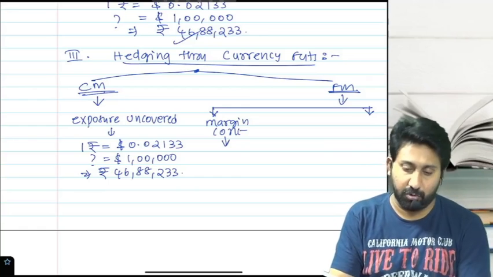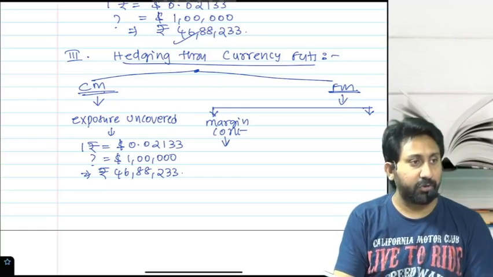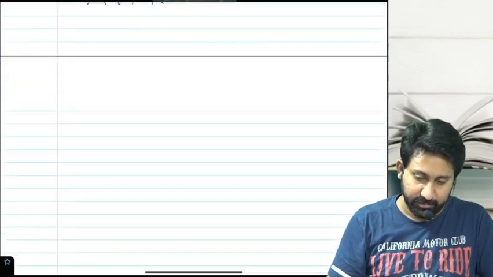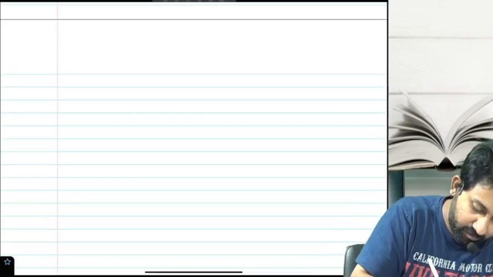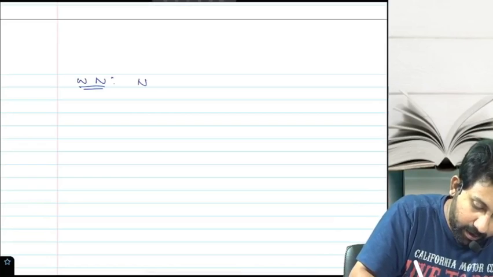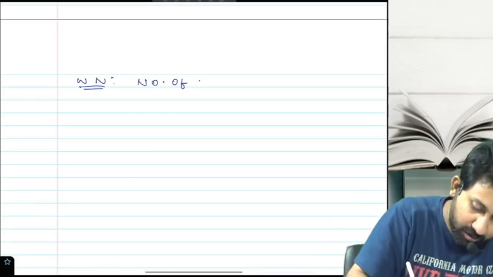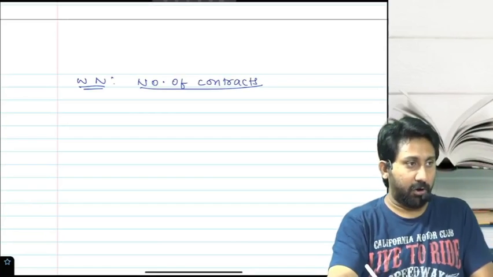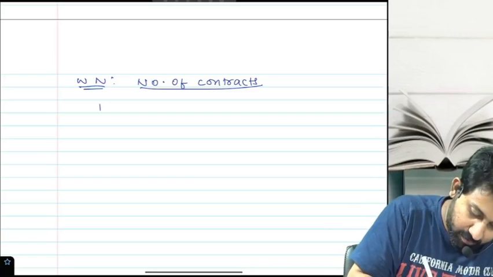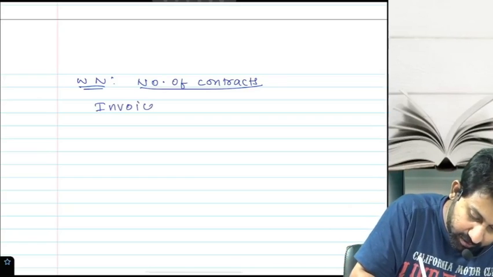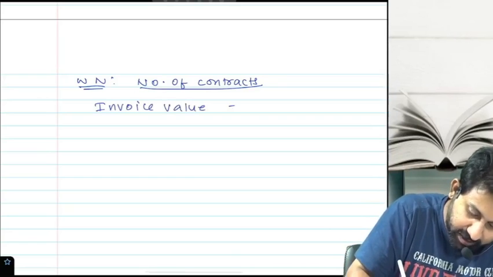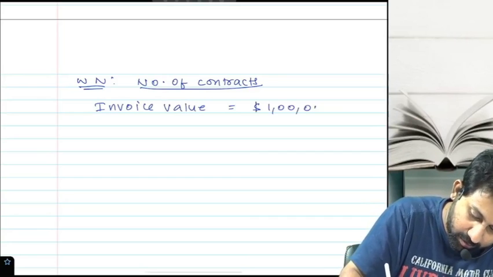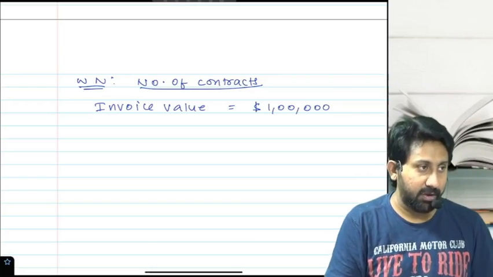Answer my question clearly. First, we need to know the number of contracts you need to trade. Here I will write a working note: number of contracts. Tell me, what is the invoice value? Dollar 1 lakh.